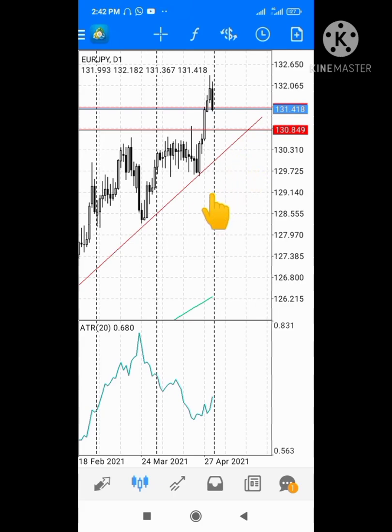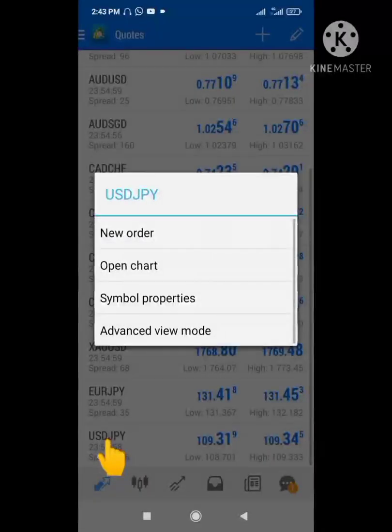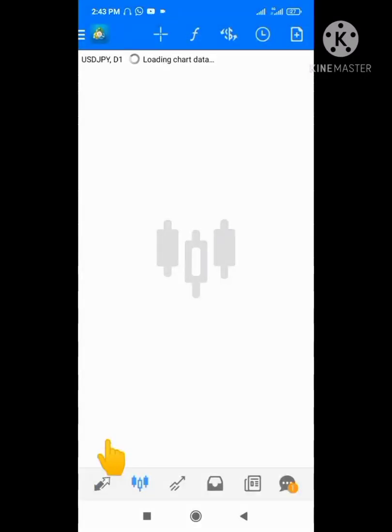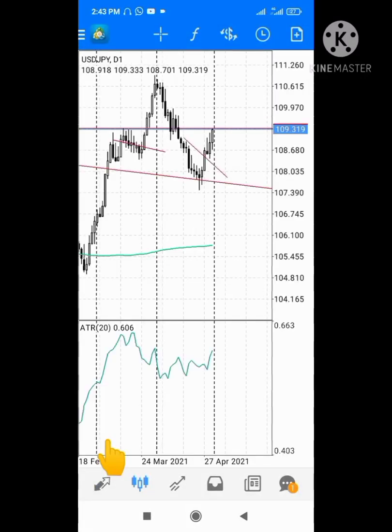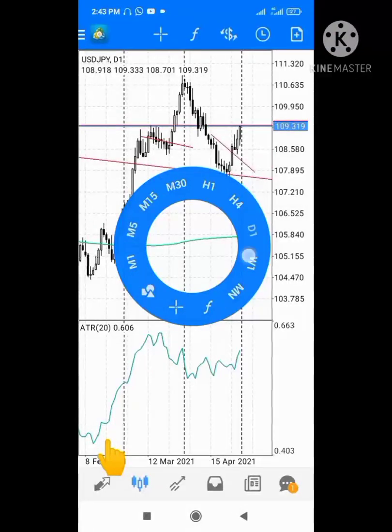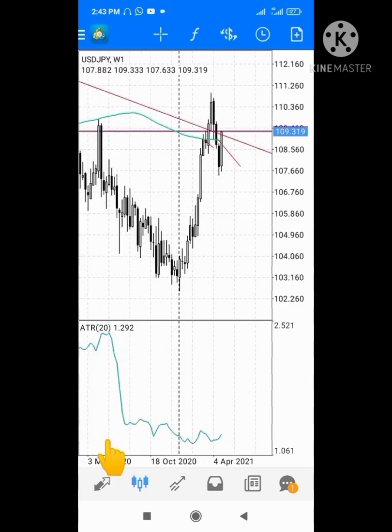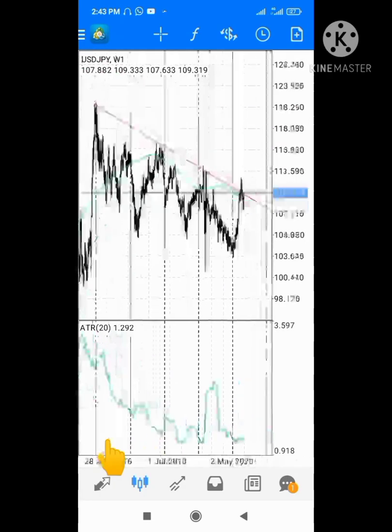So having said that, another pair we are going to be considering next week is this one. You see, USD JPY. So if you look at USD JPY, you see from here now, if you place it on, let's say, the weekly time frame, as you place it on the weekly time frame, let's shrink it.